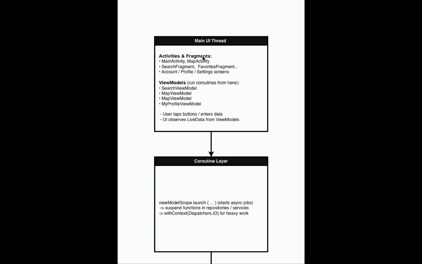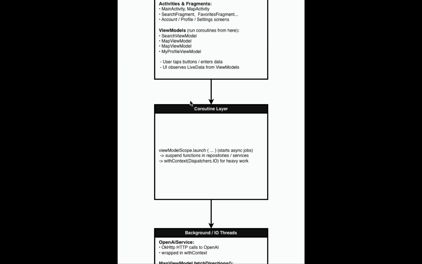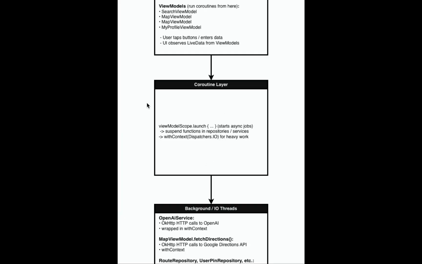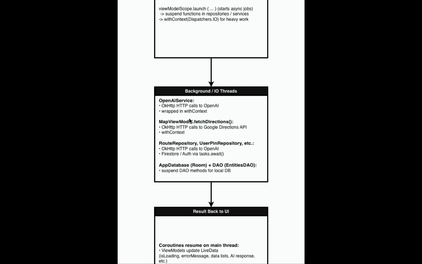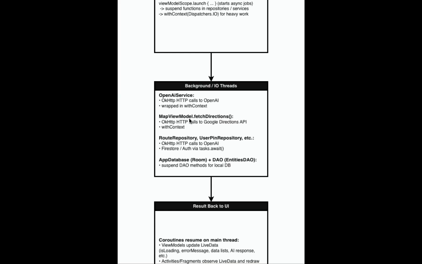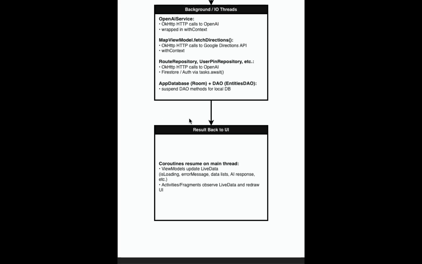When a user does something, the activity calls a view model. The view model starts a coroutine with viewModelScope.launch. Inside that coroutine, slow work runs on background threads, usually with suspend calls. The slow work includes network calls to OpenAI and Google Maps, Firebase reads and writes, and the Room database queries. And these jobs do not block the UI thread.